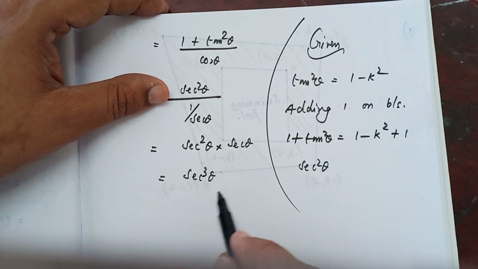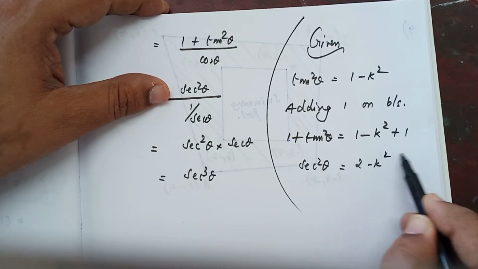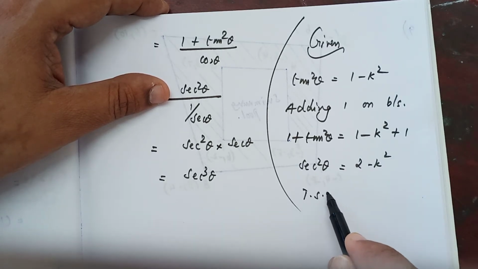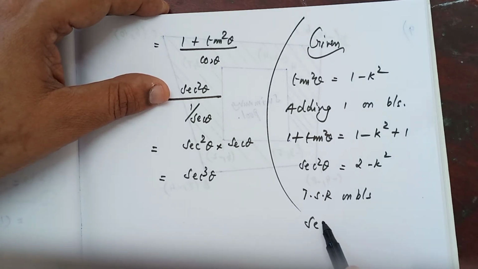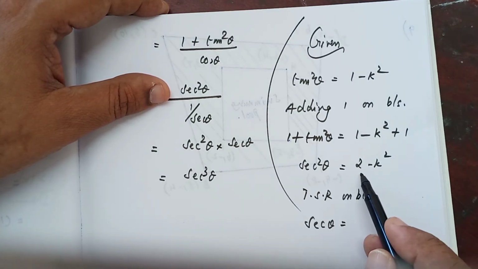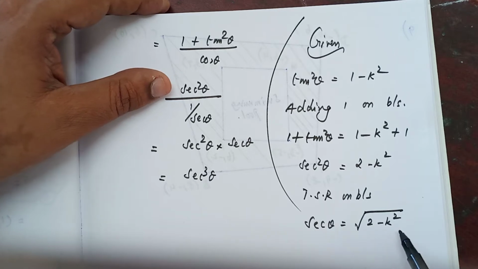Because we have secant cube theta, that is equal to 1 plus 1, 2 minus k square. Taking square root on both sides, secant square root is secant theta. Here, square root of 2 minus k square, right?